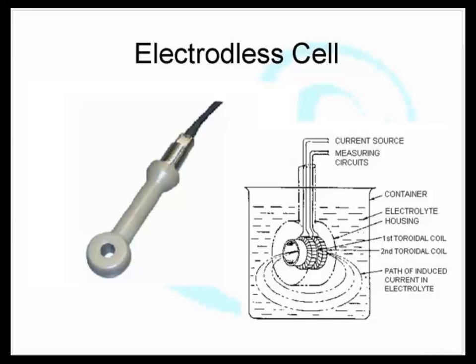It's nowhere near as accurate as the glass cell. But the fact is that you can get one of these and chuck it in the back of your ute, drive down the road, check a river, chuck it in the back of your ute, drive to another river and check that, and it will still be working. So the electrodeless cell is a much better way of measuring dissolved oxygen.